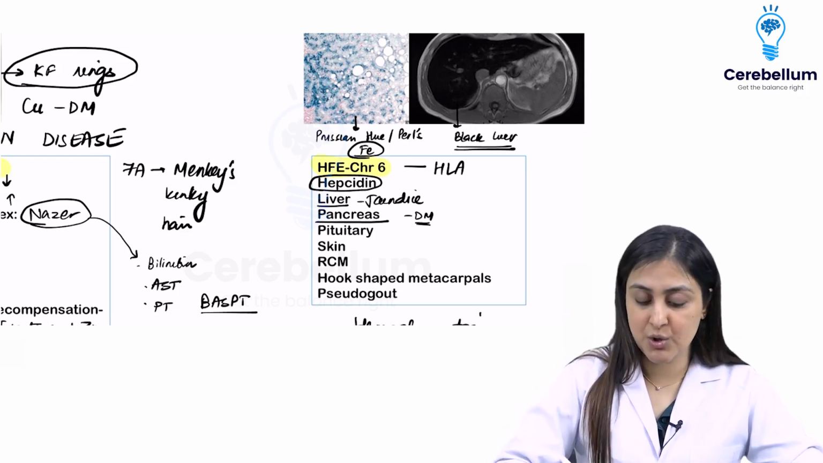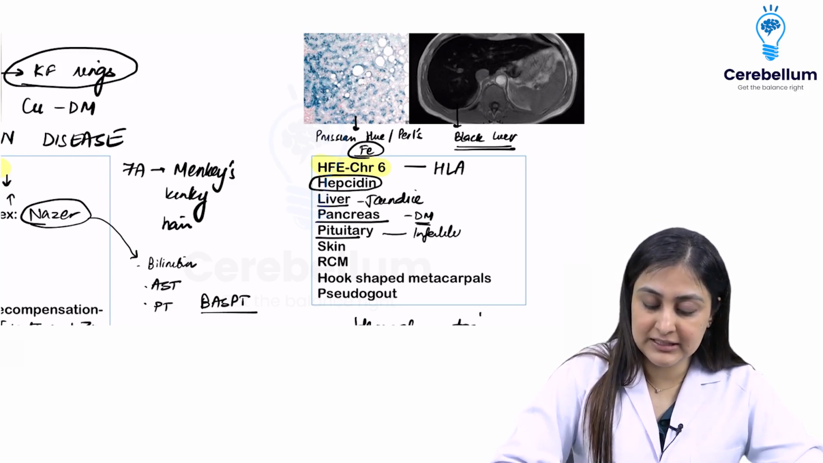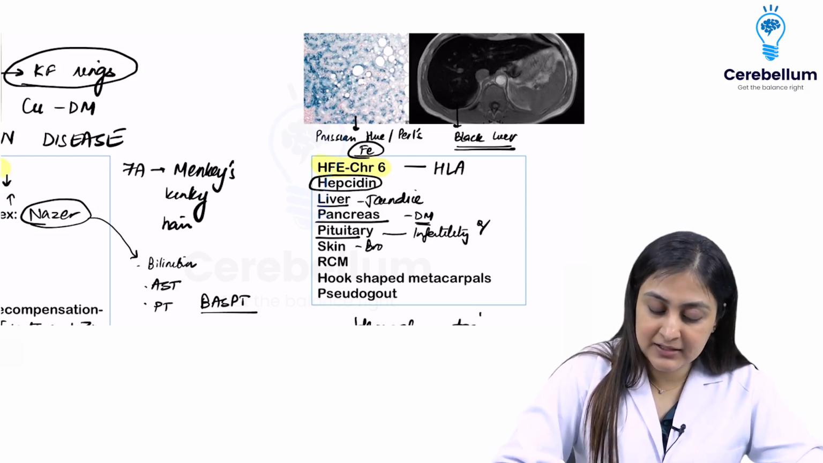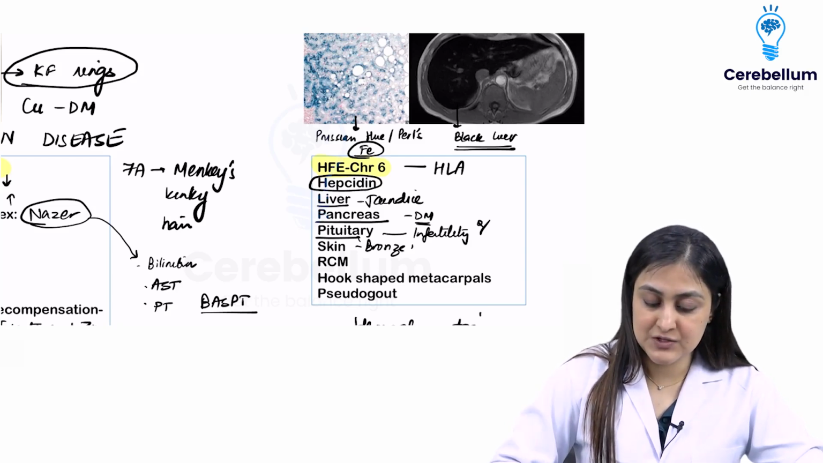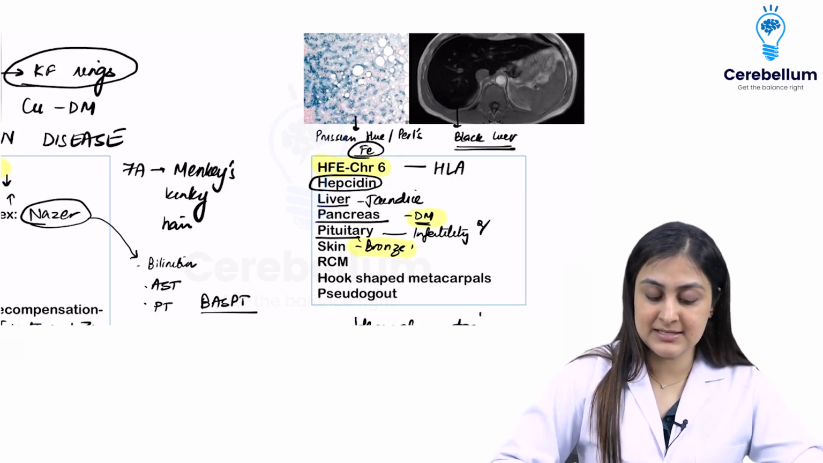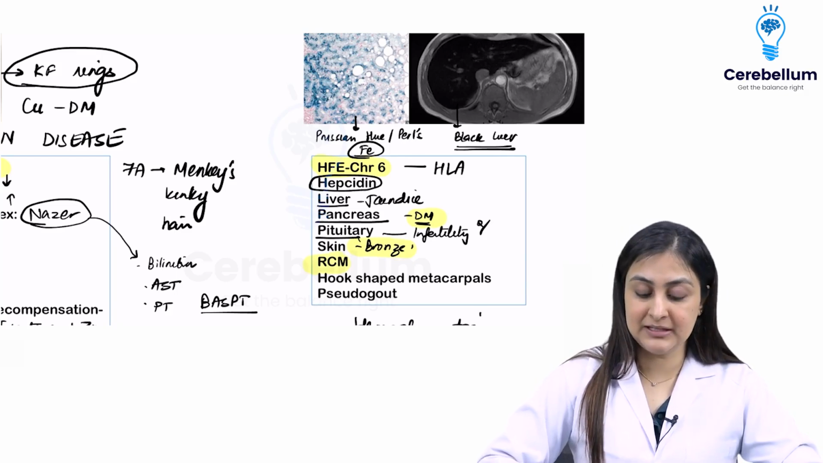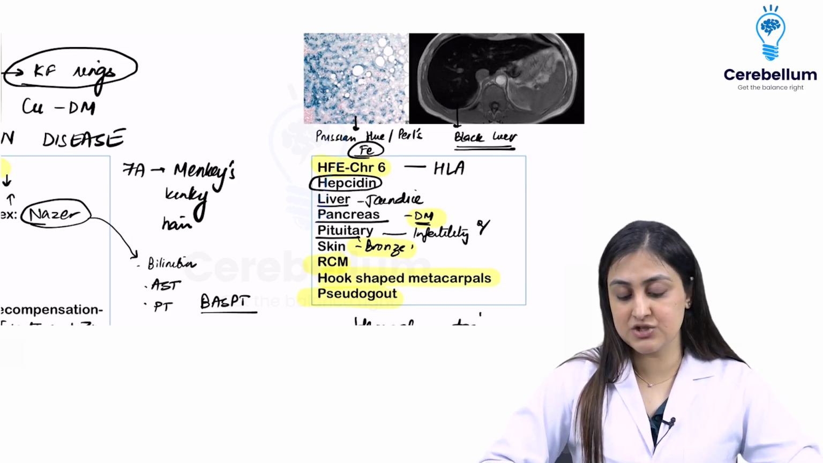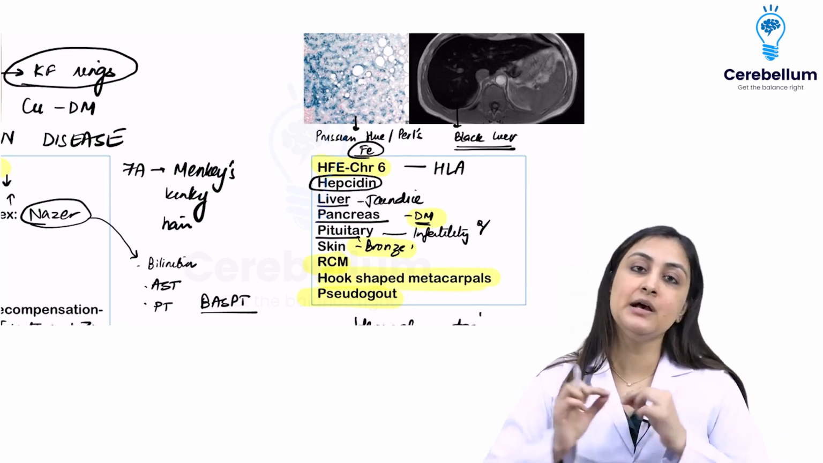Endocrine function is also lost. Pituitary can be affected, which can lead to infertility in these patients. A repeat question. Skin, the iron accumulation would make it look bronze. So that is why this is known as bronze diabetes. Heart can be affected, very, very important, restrictive cardiomyopathy. And skeletally, you have pseudogout, and one specific manifestation of hemochromatosis is metacarpals, showing this hook-like projection.